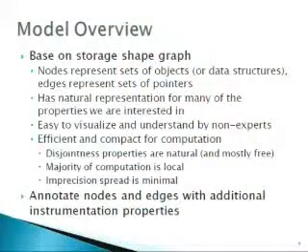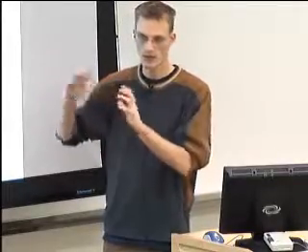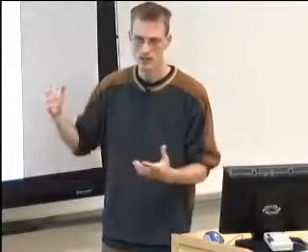So the technique that we're going to use to represent all of these properties is based on the classic storage shape graph approach. In this approach, we take a graph model, and each of the nodes represents a set of objects, or the regions that we get from our decomposition. And each red edge represents a set of pointers between the regions.